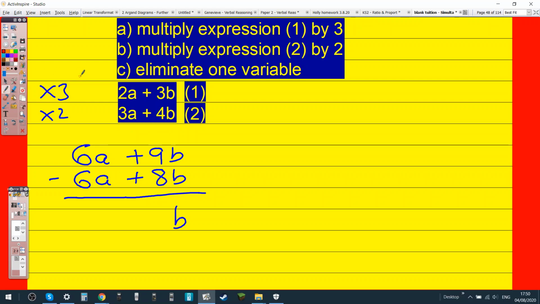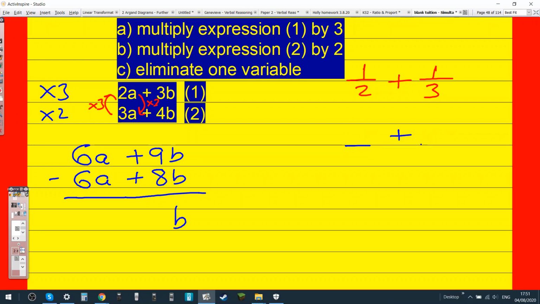In general, you can times one by the other. So 3a on the bottom, you times the top by 3. 2a on the top, you times the bottom by 2. So it's like getting a common denominator. If you have a half plus a third, what will be the common denominator? 6. Yeah, and that's why we had 6a, 6a, because it's 2a, 3a.